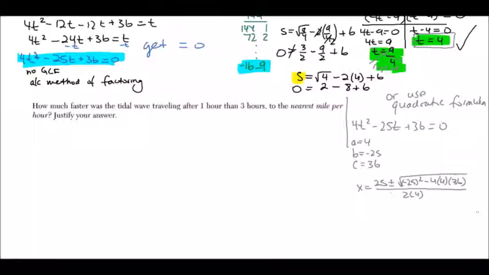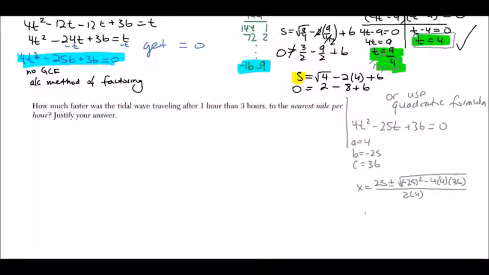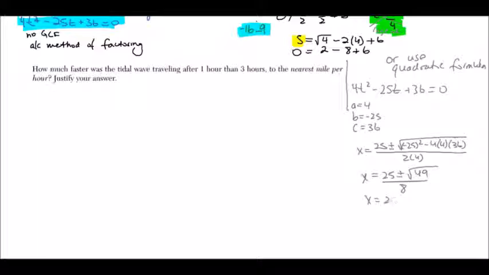Now, you've got some fairly large numbers here, but we can certainly figure these out. So, let's work with the inside of the square root first. Negative 25 squared, you could just put in 25 squared, it would be the same thing. Minus 4 times 4 times 36. And we get 49. So x is equal to 25 plus or minus the square root of 49 over 8. Well, the square root of 49 is 7. So 25 plus or minus 7 over 8.